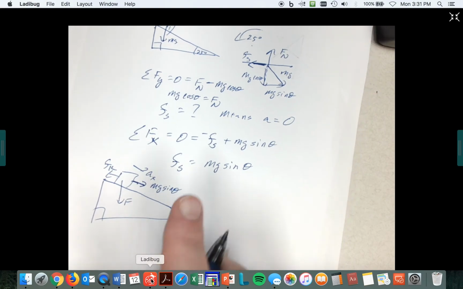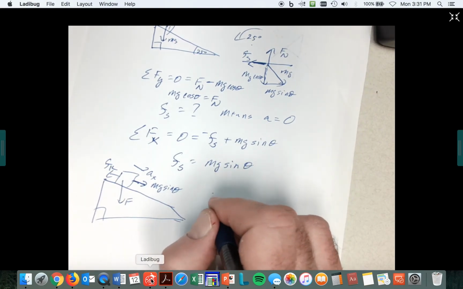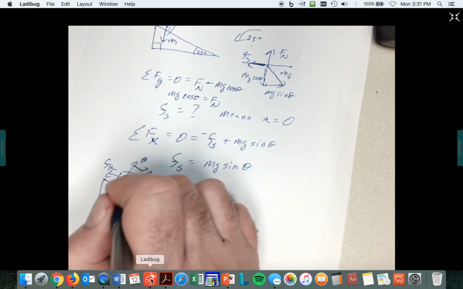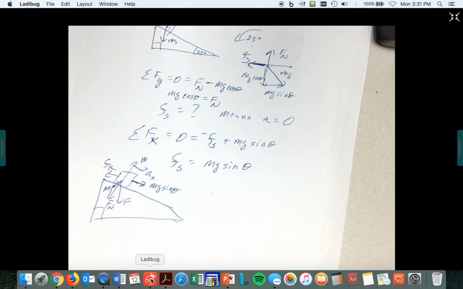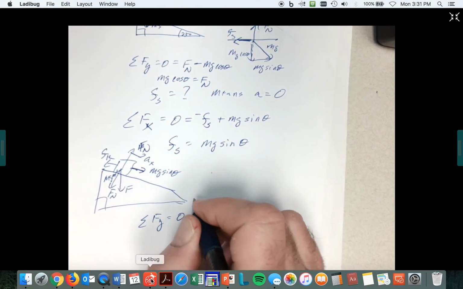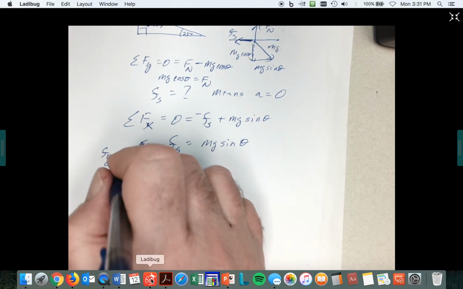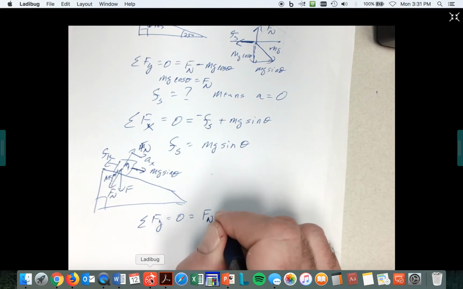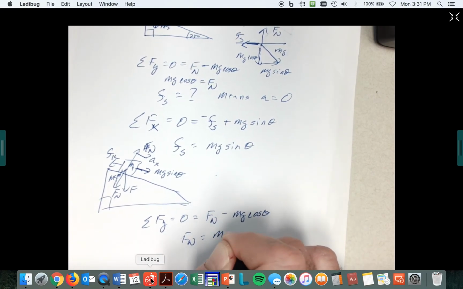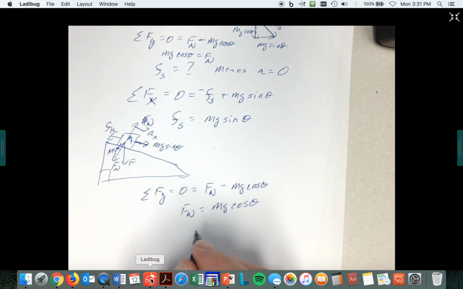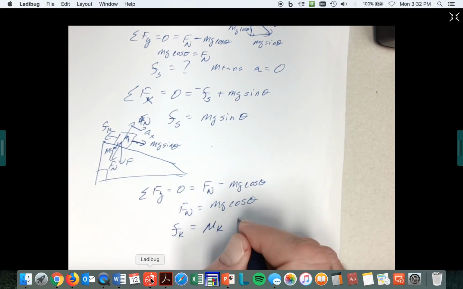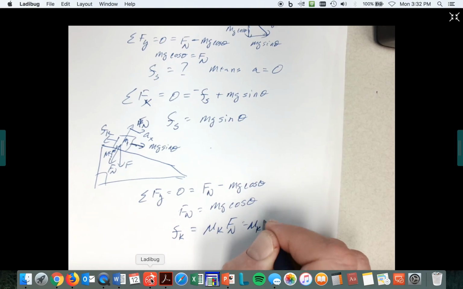Just remember this. When a block is on an incline, the gravitational force going down the incline, in the x direction, is equal to mg sine theta. The normal force is equal to mg cosine theta. So now, the sum of the forces in the y direction is equal to 0. This is m1, which is equal to F of N minus mg cosine theta. So therefore, the normal force is equal to mg cosine theta. And therefore, the kinetic frictional force is equal to mu of k, the coefficient of friction, times the normal force, which is equal to mu of k mg cosine theta.